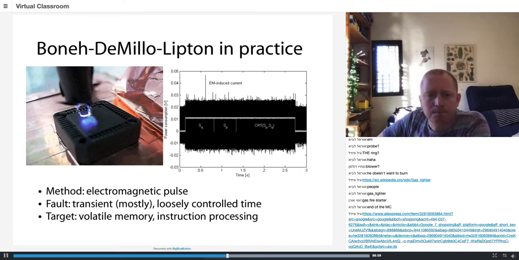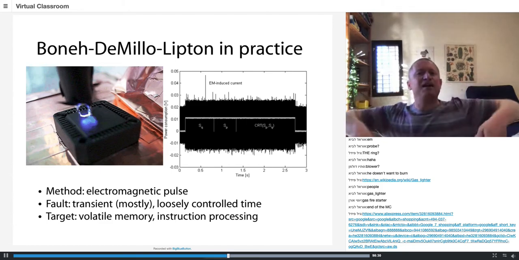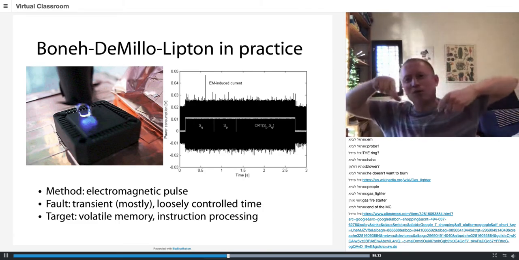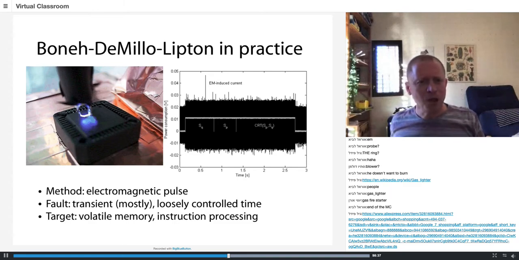So, two things I want to talk about before the break. The first thing is I just want to put it as a bookmark. You can see that Boneh, DeMillo, Lipton doesn't really need a very strictly defined, microsecond resolution, highly deterministic fault detector. So any kind of crazy stuff that can happen to the device under test can work for CRT.